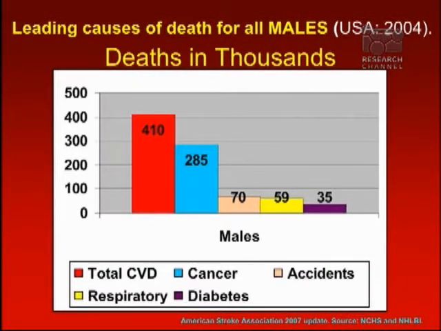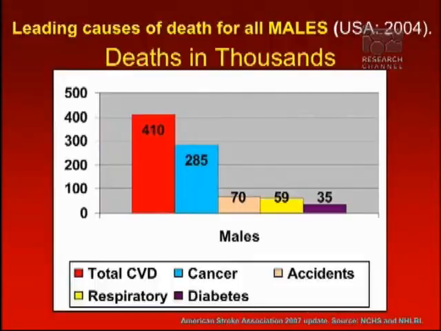These are the leading causes of death for all males. This includes all ages and all ethnic groups, and this is death in thousands. And the red area is due to heart attacks, heart failure, and strokes. And you can see that is the leading cause of death in males, followed by this blue bar, which is from cancer. And then this tan area is due to accidents, such as motor vehicle collisions.